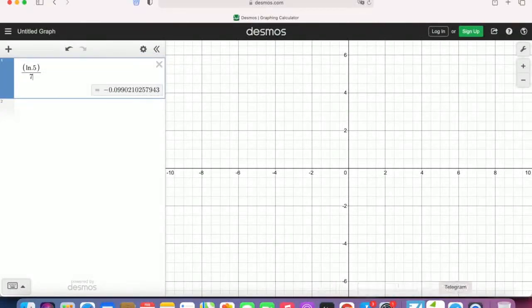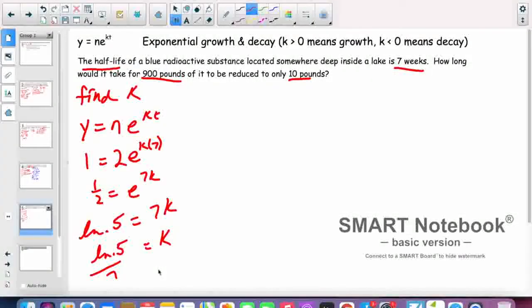So I'm going to go back. Negative 0.099 is my k value. So k is equal to negative 0.099. That's my k value for the entire problem. So I'm going to use the same formula, y equals ne to the kt, and now I know that k is negative 0.099 times t. So go ahead, pause the video, see if you can finish this problem using this question.